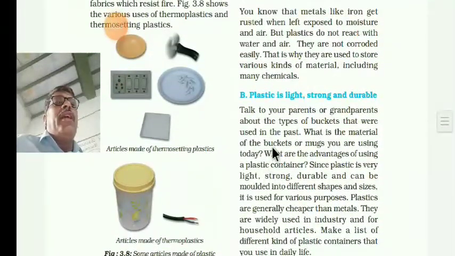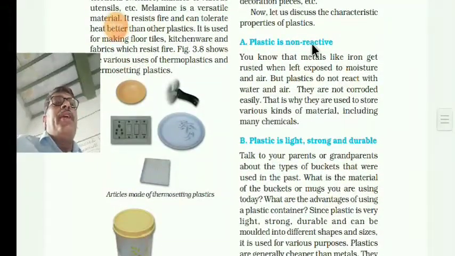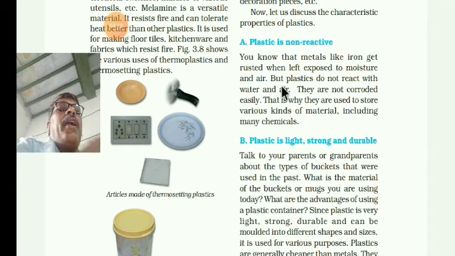Now you will see that plastic is non-reactive. You know that metals like iron get rusted when left exposed to moisture and air. Rusted means corrosion takes place. The outer layer gets damaged or destroyed by reaction with the air or moisture.